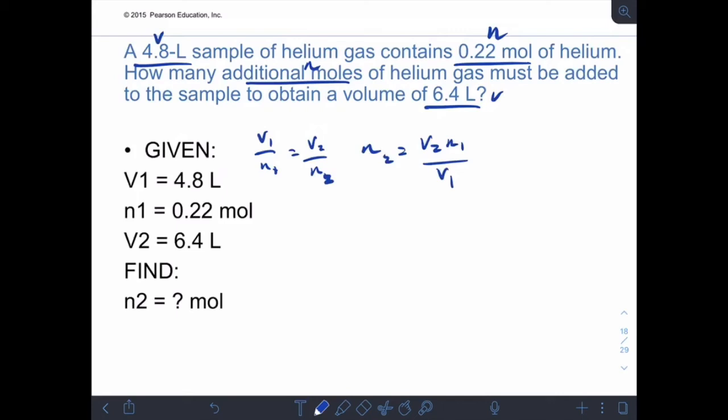Once I've rearranged the equation, all I have to do is plug in the values. So N2 equals 6.4 liters times 0.22 moles over 4.8 liters, which gives us 0.29 moles. Thinking about that direct relationship, we started with 4.8 liters and ended with 6.4 liters. So our volume went up, which means that our moles should go up, and we went from 0.22 to 0.29. So our answer makes sense.